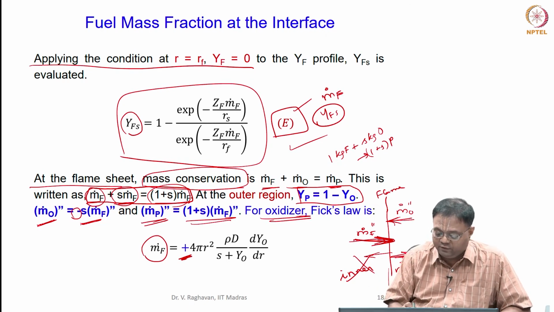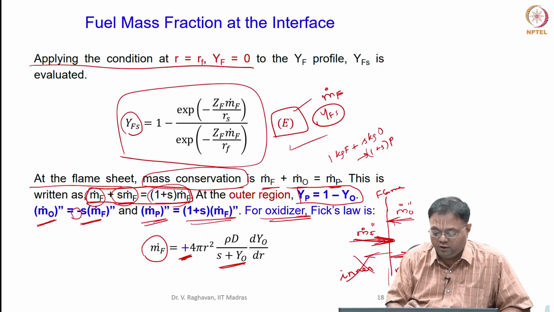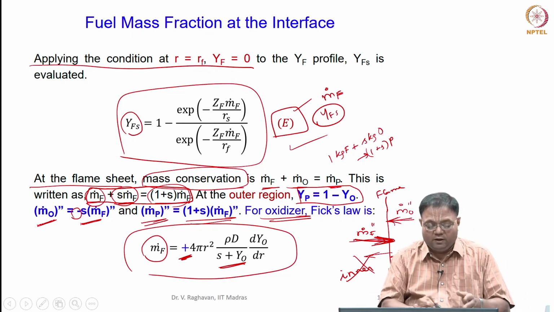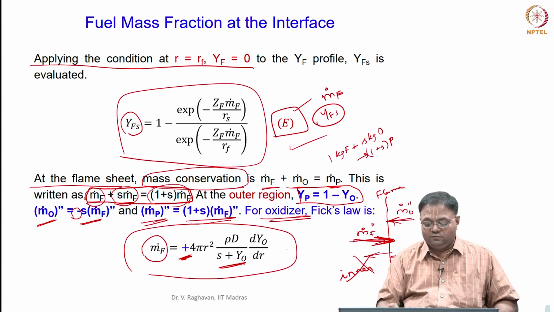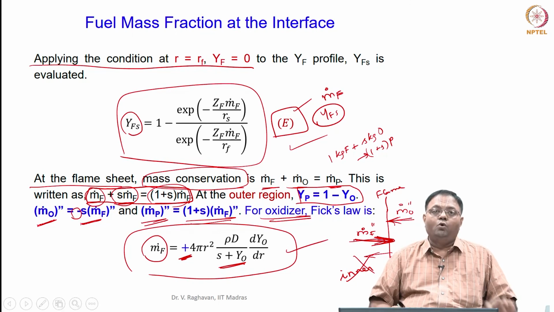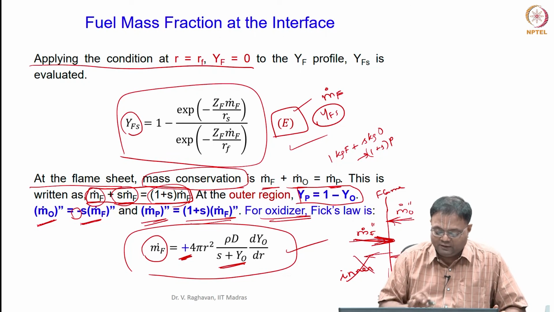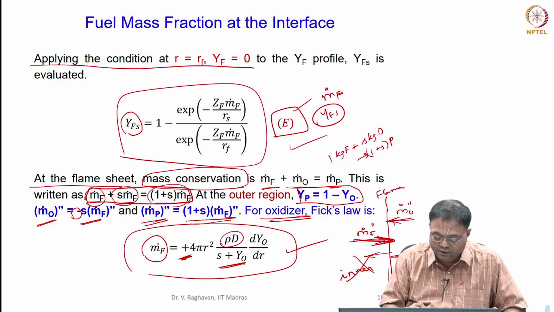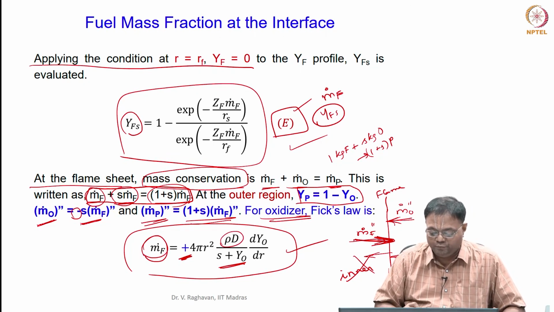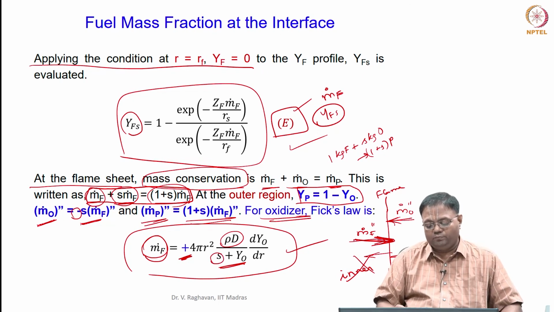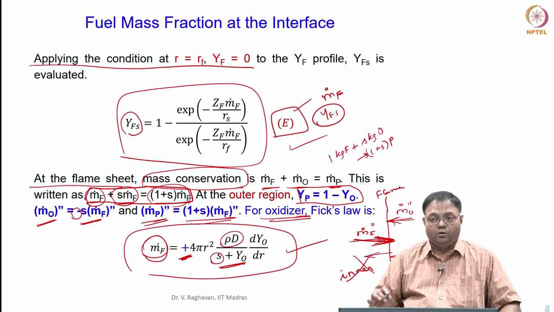Putting S plus Yo here, you get this. You can take the conservation equation and substitute this value, and you will get this. This is the conservation equation for Yo, a first order differential equation for Yo. Please understand that rho D is constant, M dot F is constant here, and S is also known. Now you can solve this problem, separate the variables and integrate, but the boundary condition has to be seen.